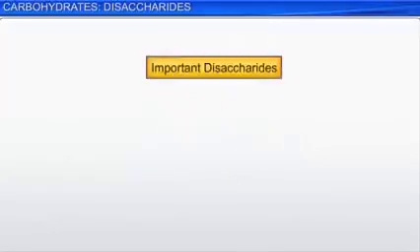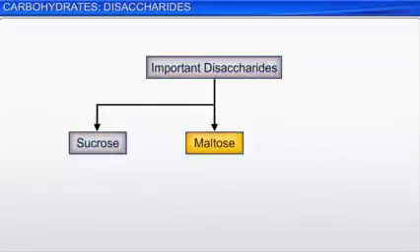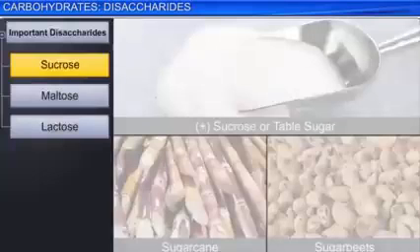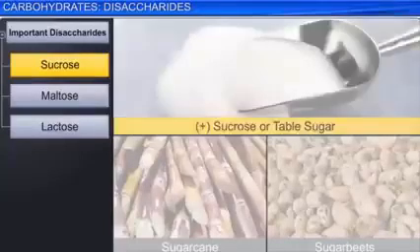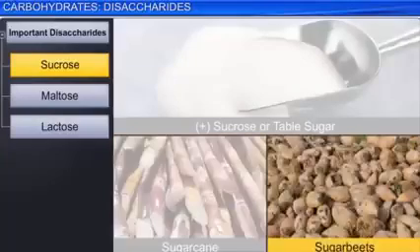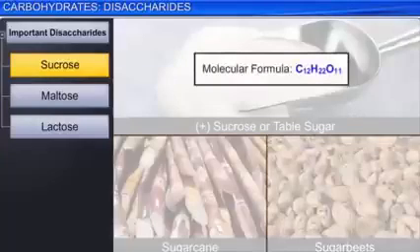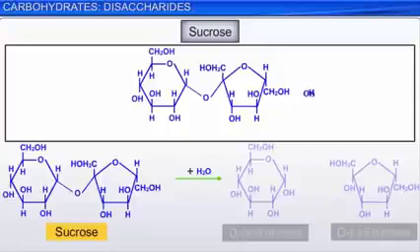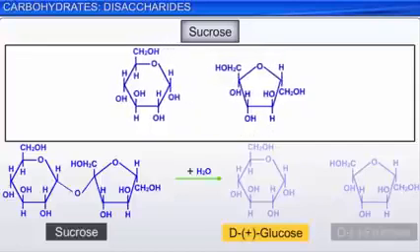The 3 most important disaccharides are sucrose, maltose, and lactose. Let us now focus our attention on their structural aspects. The well-known disaccharide sucrose, or table sugar, is obtained from sugarcane or sugar beets. It has the molecular formula C12H22O11. The hydrolysis of sucrose yields an equimolecular mixture of D-(+)-glucose and D-(-)-fructose.